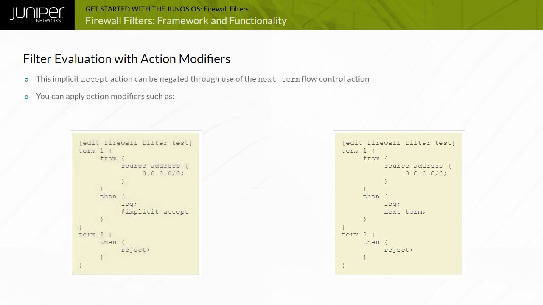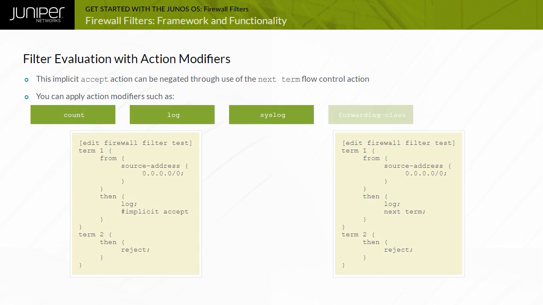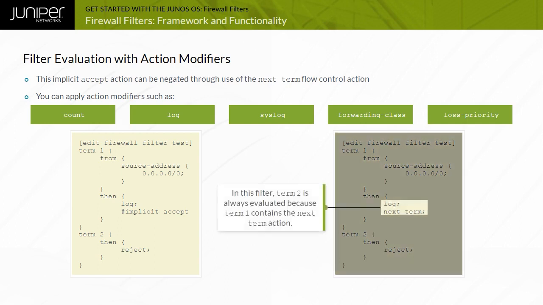If you want to apply an action modifier, such as count, log, syslog, forwarding class, or loss priority, to a packet, and then continue to evaluate terms to decide whether to accept, discard, or reject, you need to use the next term flow control action. In this filter, term 2 is always evaluated because term 1 contains the next term action.